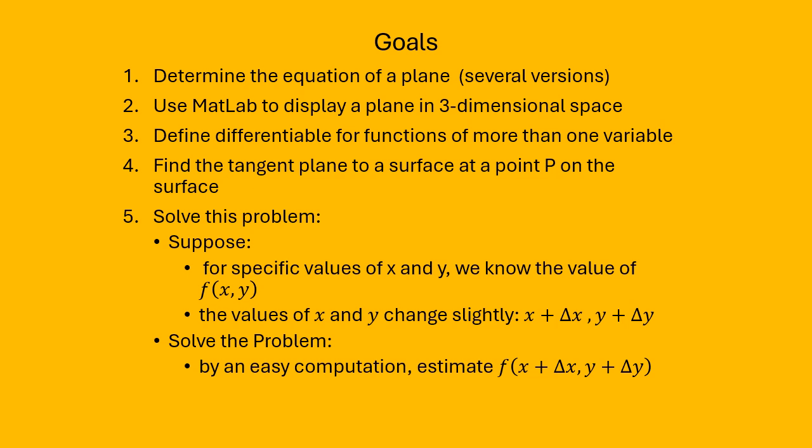Suppose for specific values of x and y, we know the value of f of x, y. And suppose also for the values of x and y, we want to change them slightly to x plus delta x, y plus delta y. Then we want to solve this problem by use of an easy computation, perhaps one that can just be done by hand without a calculator. Estimate f of x plus delta x, y plus delta y. So basically, we know the value of f of x, y. We want to change x and y just slightly and find f of those new coordinates.